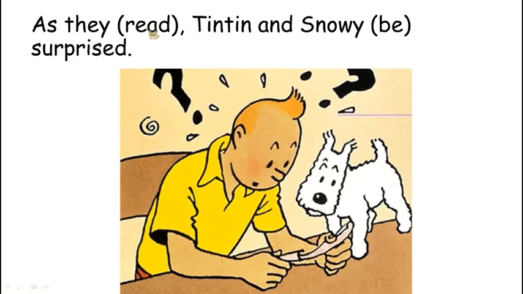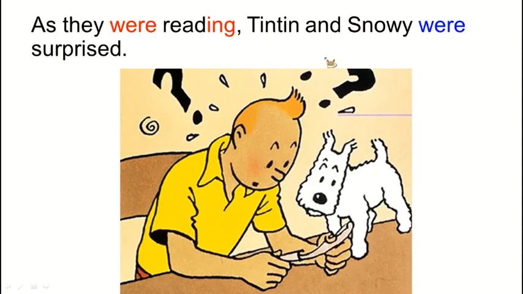Okay, as they read, Tintin and Snowy be surprised. So again, this is a long action, this is a short action, and the long action, past continuous, short action, past simple. So as they were reading, surprised is a long action also. So these are both long actions that do not interrupt each other. So as they were reading, Tintin and Snowy were surprised. Okay, so again, these are two long actions, they do not interrupt each other, so I use the past continuous with them. I use the past continuous for long actions. So as they were reading, Tintin and Snowy were surprised.